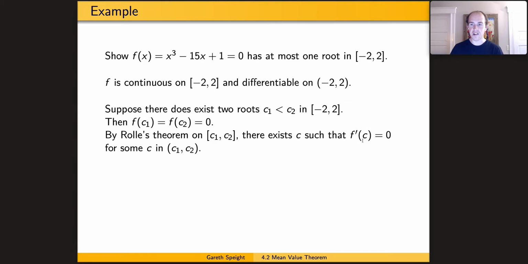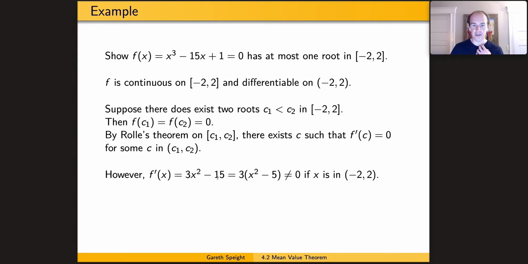Okay, so what's so crazy about that? Well, if we go back to our original function, we can actually calculate f prime of x and see what's going on. So separately to this, let's calculate f prime of x. We differentiate x cubed, we get 3x squared. Differentiate the minus 15x, we get minus 15. The 1 goes to 0. So we get 3x squared minus 15. We factorize out the 3. We get 3 times x squared minus 5.